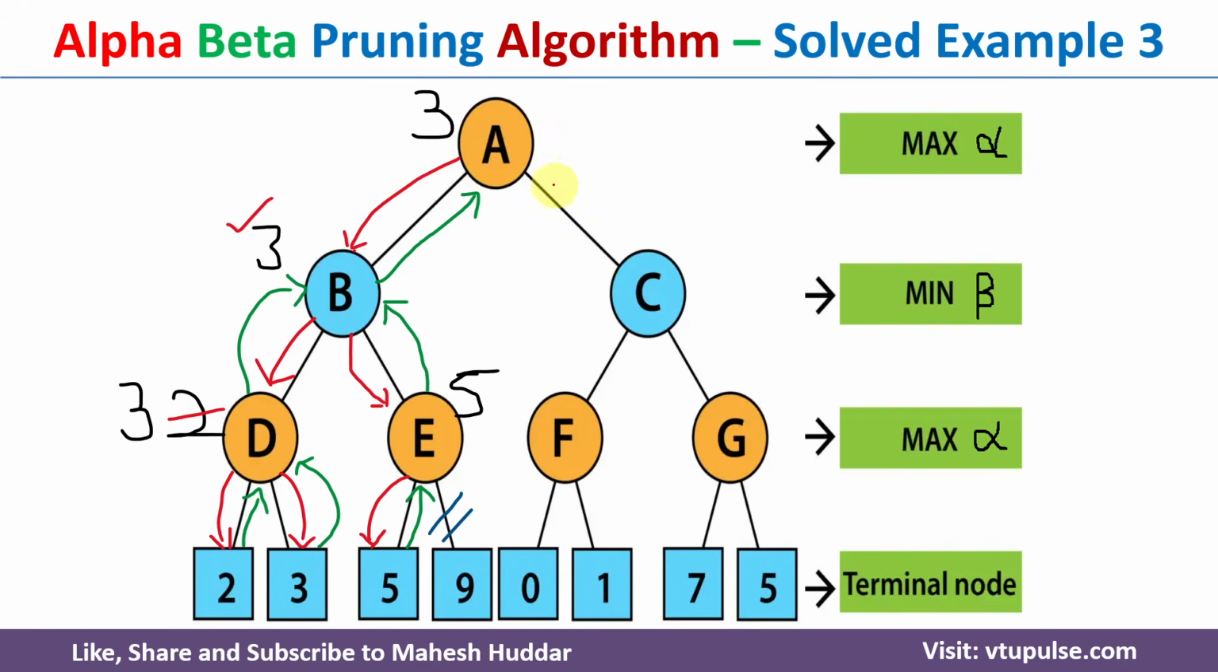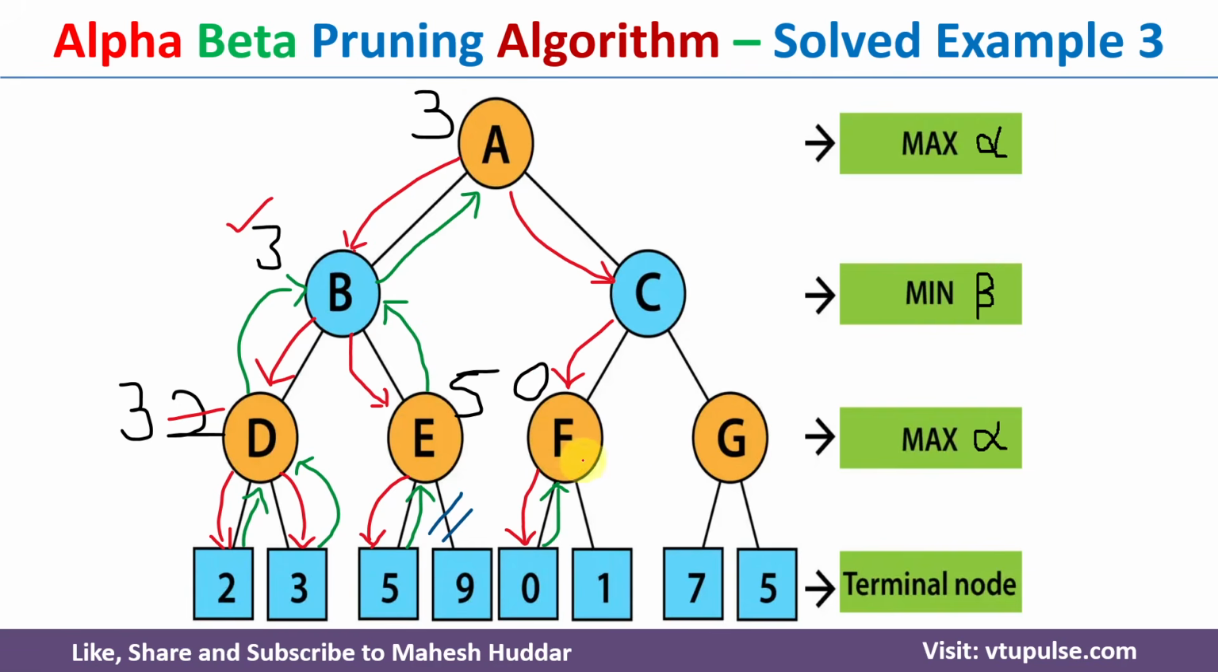And this A has one more branch. And here also we need to compare alpha and beta value. But this A is the root node, and for this root node, we don't have any parent node. So we need to go for this branch. Now I will consider the branch A, C, F and 0. And we need to back propagate this 0 to F node, and F value will be 0.